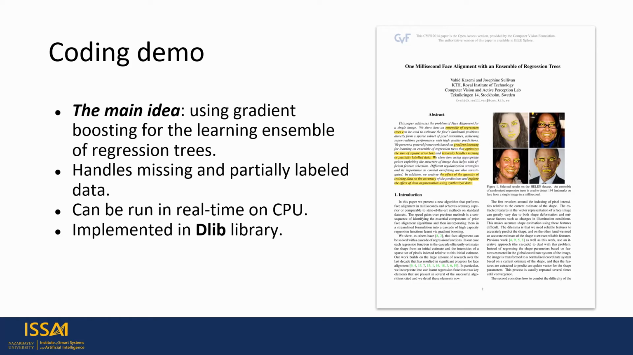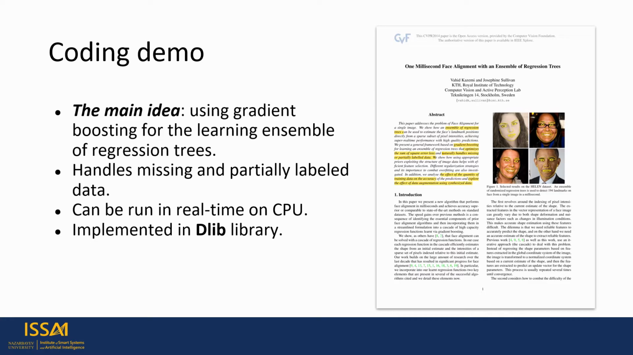Now, we will demonstrate how you can find the facial landmarks on visual images. In particular, we will be using the method proposed by Kazemi in the paper "One Millisecond Face Alignment with an Ensemble of Regression Trees". The main idea behind it is to use gradient boosting for learning an ensemble of regression trees. It falls under the category of cascaded regression methods.